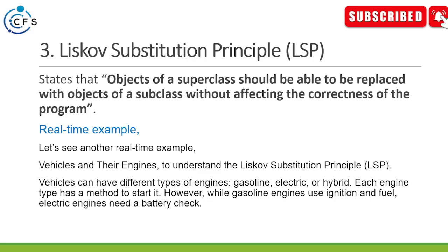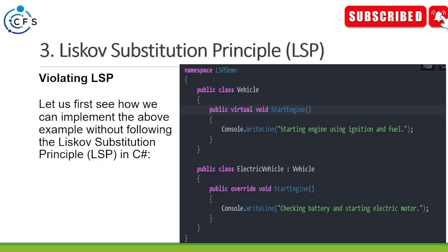Now let's go and see that violation of LSP. What violation are we doing? Let's first see how we can implement the above example without following the Liskov substitution principle. So this is my demo namespace. This is my vehicle class. I have created one start engine method, and I am just starting engines that need ignition and fuel.